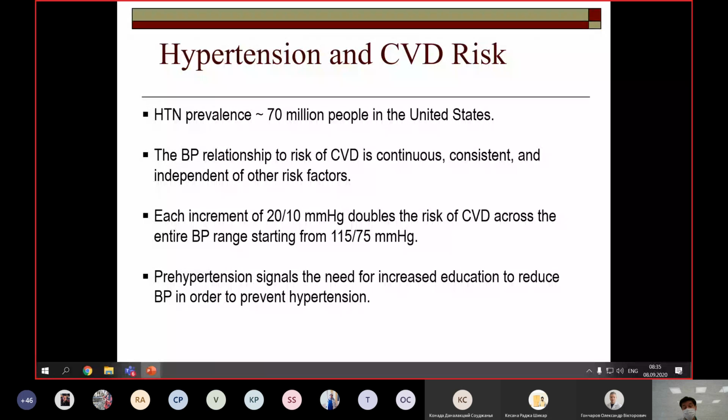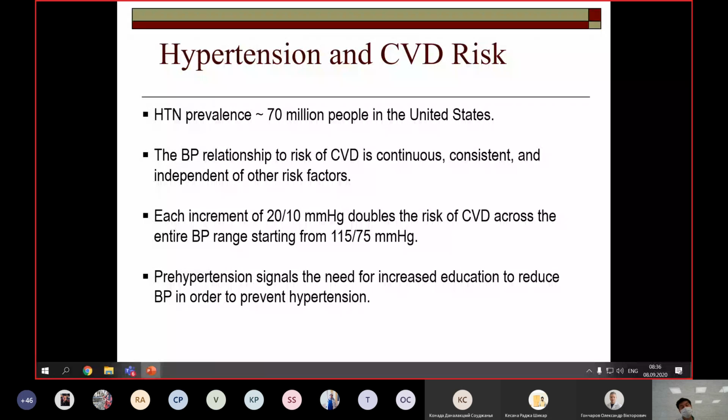The BP relationship to risk of cardiovascular disease is continuous, constant, and independent of other risk factors. That's why today BP or arterial hypertension is determined as the most common cardiovascular risk factor. Each increment of 20/10 millimeters of mercury doubles the risk of cardiovascular disease across the entire BP range, starting from 115 and 75 for systolic and diastolic respectively.